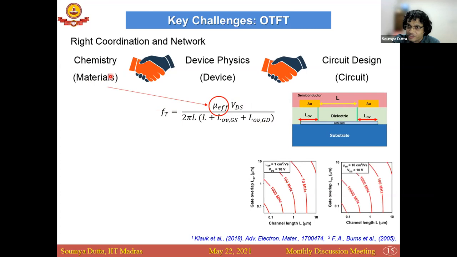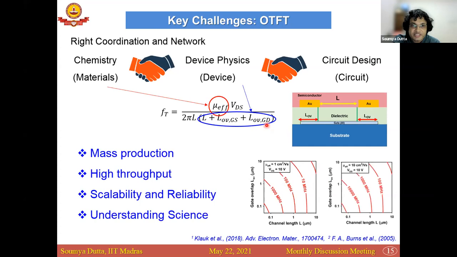Okay, so at the device level, what we can do is look at this part. That's the target. We can reduce all these lengths, and if we can reduce this length scale, then you can achieve some high frequency applications. That is the kind of motivation here. So we have to make high throughput mass production. That means the process should be reproducible, and it should be unique. It should have scalability. Obviously, you can reduce the size.